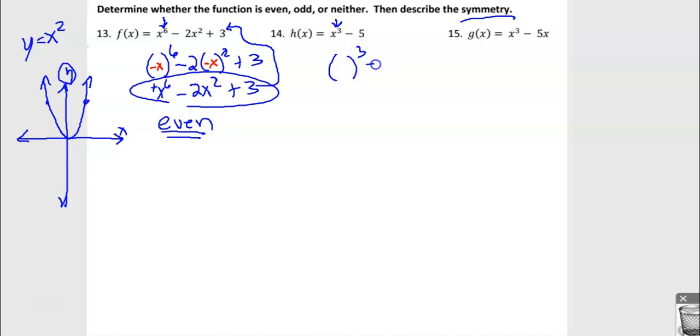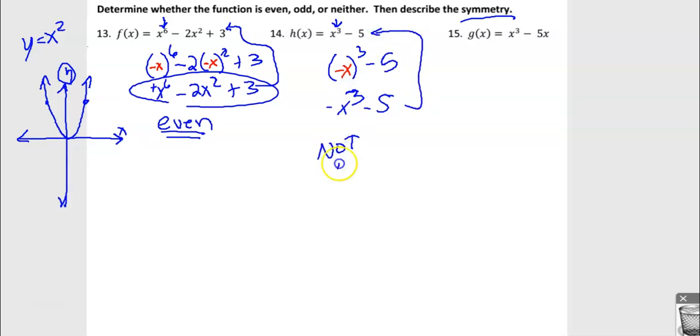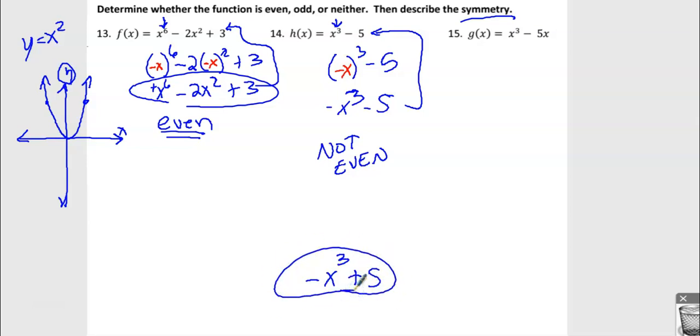So I'm going to literally replace this with a negative x. And if I evaluate this, I'm going to get negative x cubed minus 5. Notice that's not the same function, so it's not even. And if when you plug in a negative x you get the negative of the function, in other words, if I got negative x cubed and then a positive 5, if I would have ended up with that, then I know it's an odd function. So this is not even, and it's not odd.